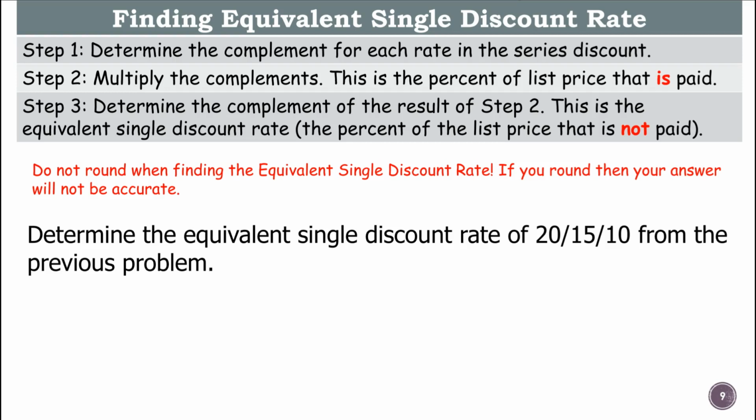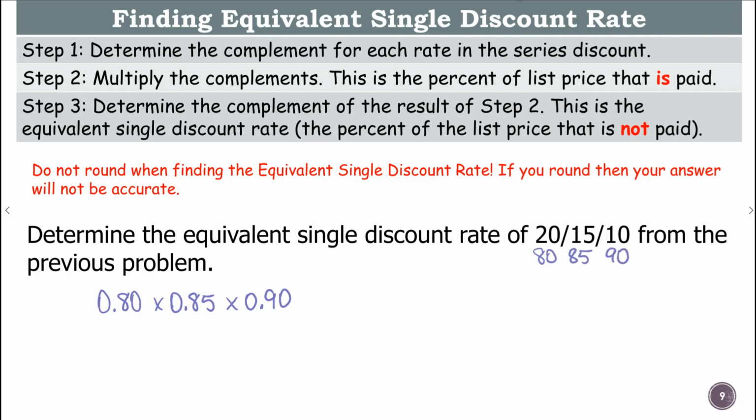Now I have the steps up here. First, we determine the complement for each rate in the series discount. So the complement of the 20, 15, 10 is going to be 80, 85, and 90. I'm going ahead and putting the zeros on there. So we found the complements, 80%, 85%, 90% of the series discount we were given.